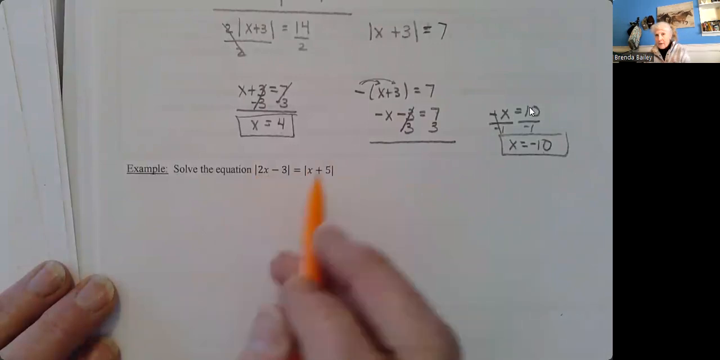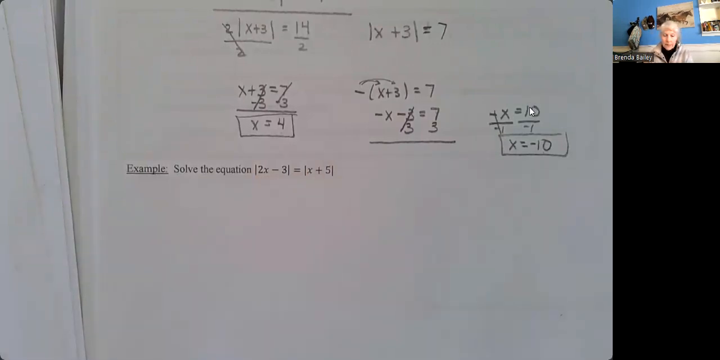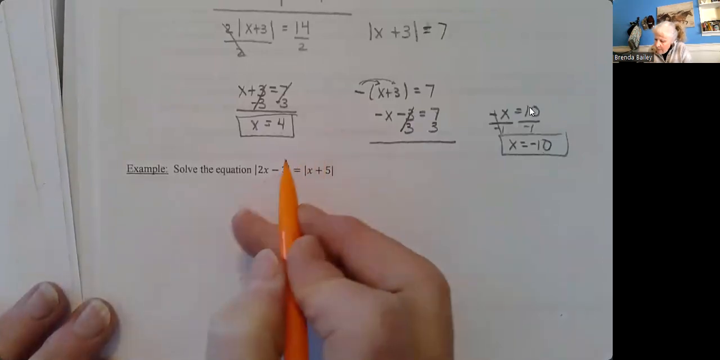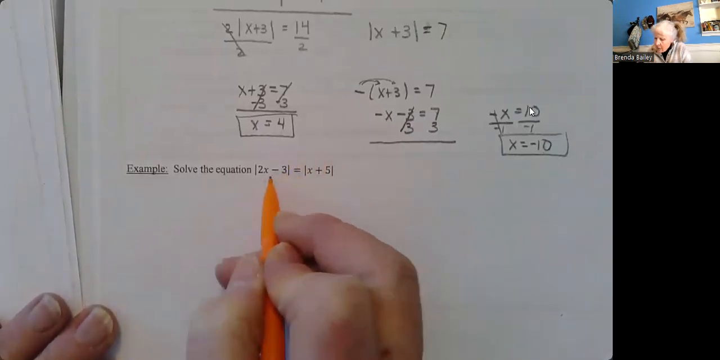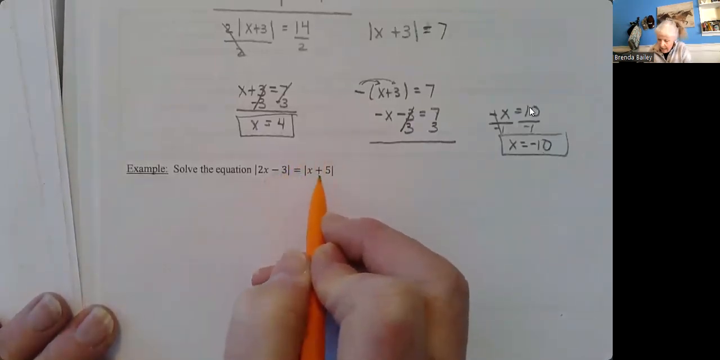Again, the absolute values are pretty much by themselves on both sides. They're not going to have you do step 1 with this. Step 2, a positive and a positive. Both sides are positive. You don't have a negative. So now both of these could actually be positive. They could be the same.